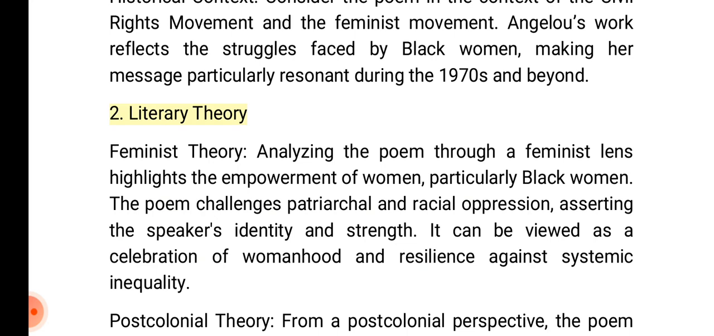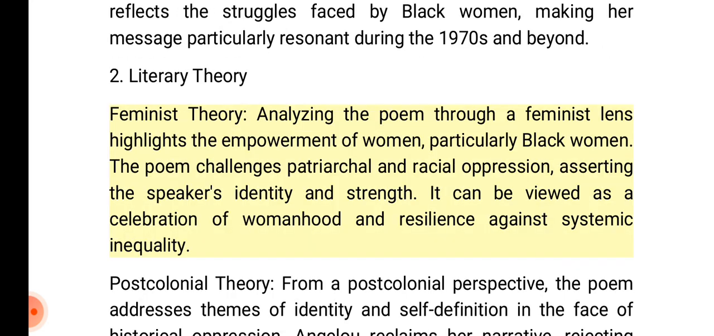2. Literary theory. Feminist theory. Analyzing the poem through a feminist lens highlights the empowerment of women, particularly Black women. The poem challenges patriarchal and racial oppression, asserting the speaker's identity and strength. It can be viewed as a celebration of womanhood and resilience against systemic inequality.